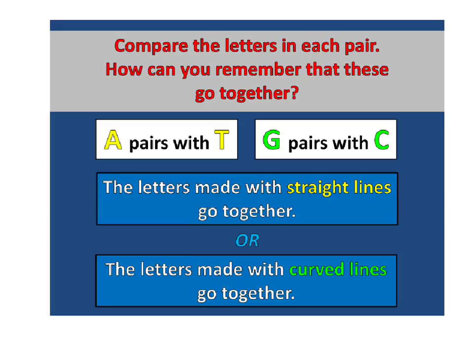So let's compare the letters in the pairs. How can you remember that these go together? And it's important that you do, because they're going to ask you this kind of stuff on the STAAR. So again, A pairs with T and G pairs with C. The letters that are made with straight lines, see the straight lines in A and T? Go together. And the letters that are made with curved lines go together. So that's a way that can help you remember it. A pairs with T, those are both straight line letters, and G pairs with C, and those are both curved line letters.